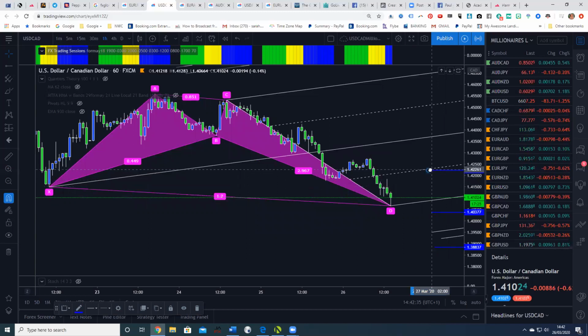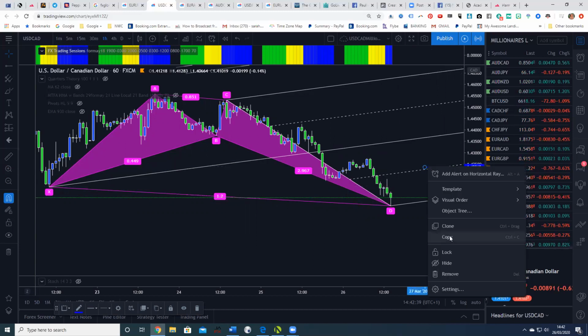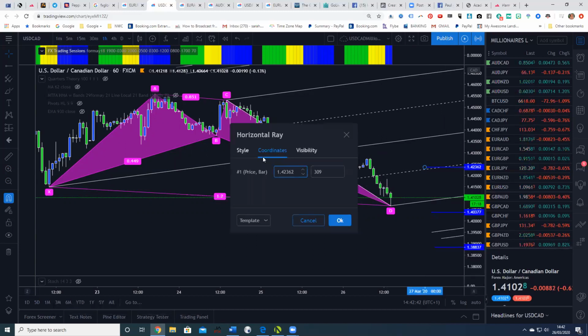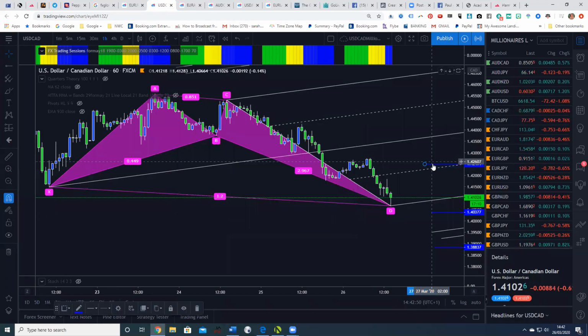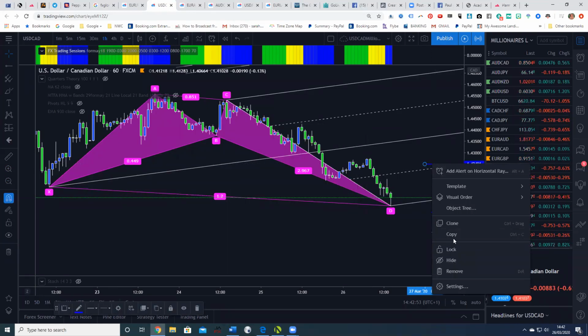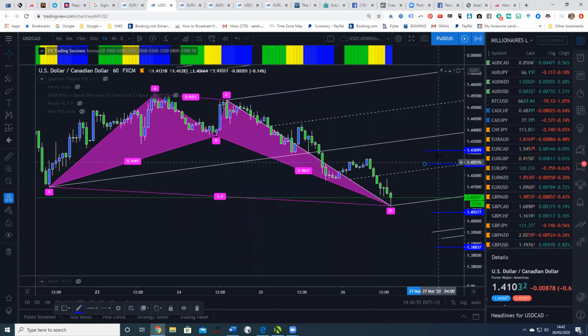Take profit 1.42491, which is going to be around about here. 1.42491. That's our take profit 1. Take profit 2, clone that, is, I won't bother with take profit 3, 1.43583. Keep an eye on time.